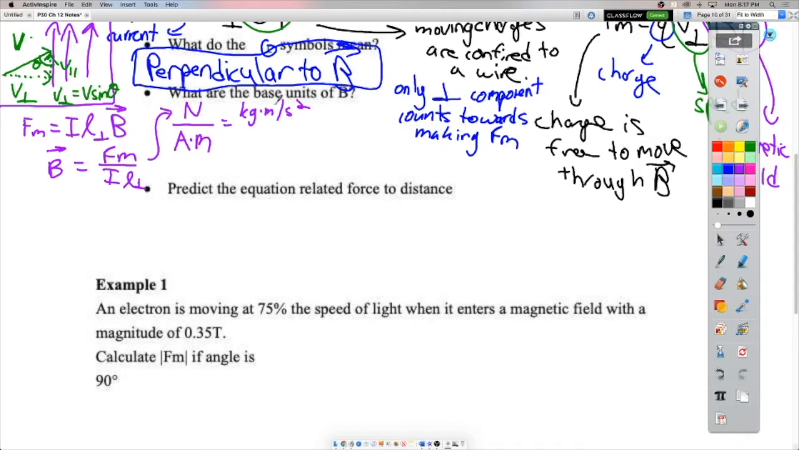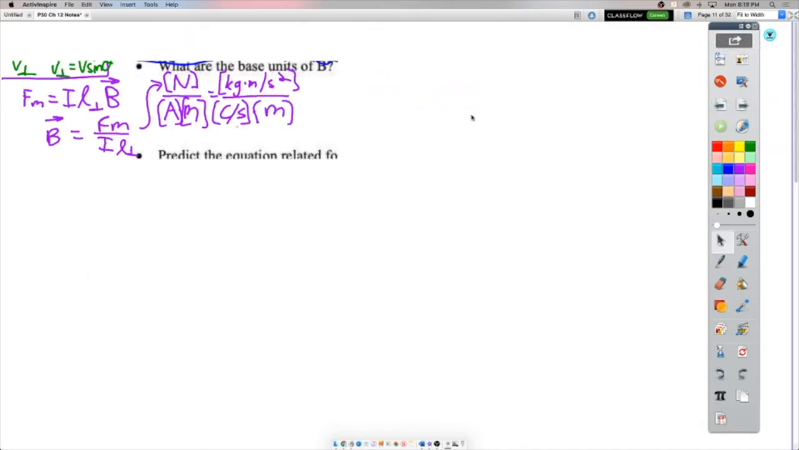Newtons are not a base unit. Kilogram meter per second squared. Amps actually are a base unit, but I know there's seconds here, so we can probably simplify a bit. If we do, not coulomb seconds, coulombs per second, times meters. I'm going to put these all in square brackets to remind us that we're just doing unit analysis. That's how we show unit analysis. Still just trying to simplify this out, get our base unit. So now we have kilogram meters per second squared over coulombs per second times meters.